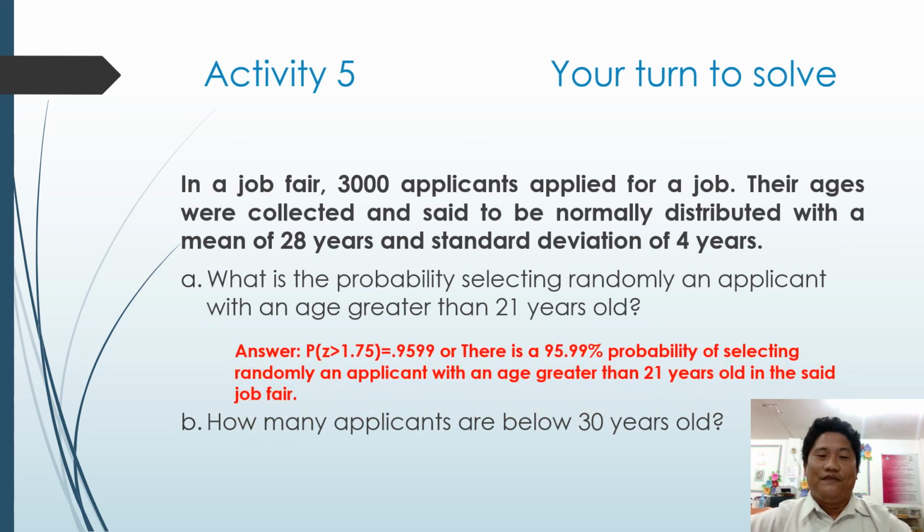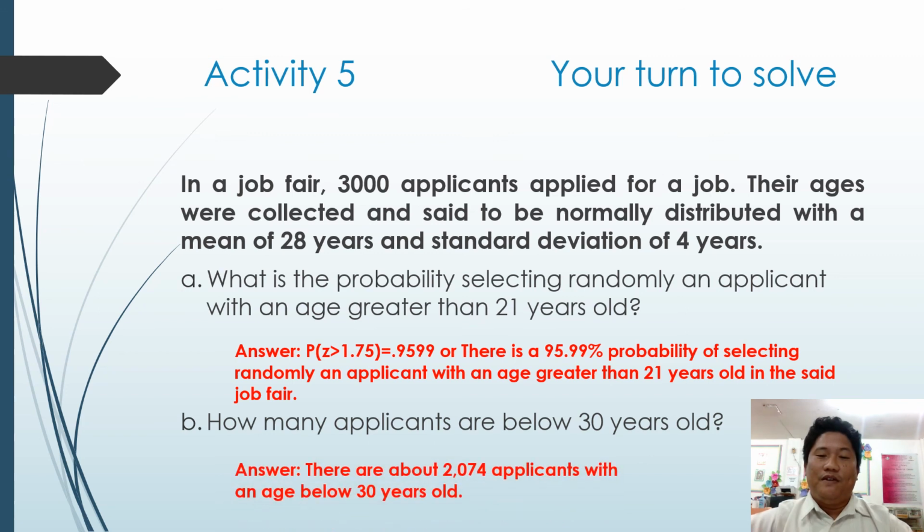For letter A, the probability of randomly selecting an applicant who is greater than 21 years old is 95.99% or 0.9599. So there is a 95.99% probability of randomly selecting an applicant with an age greater than 21 years old in the said job fair. So out of 3,000, if you want to select one of them, there's a 95.99% chance that the one you select is greater than 21 years old.